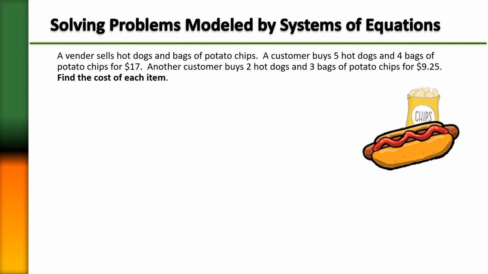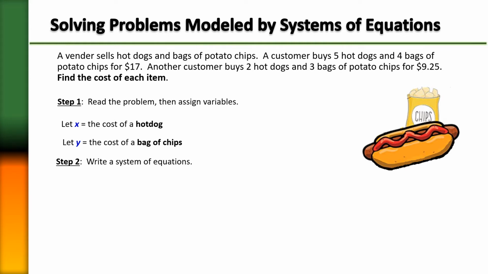Now, the first thing you need to do after reading the problem carefully is to assign variables. So here we have 2 items. We have hot dogs and we have potato chips. So we can let X be the hot dogs and we can let Y be a bag of potato chips.